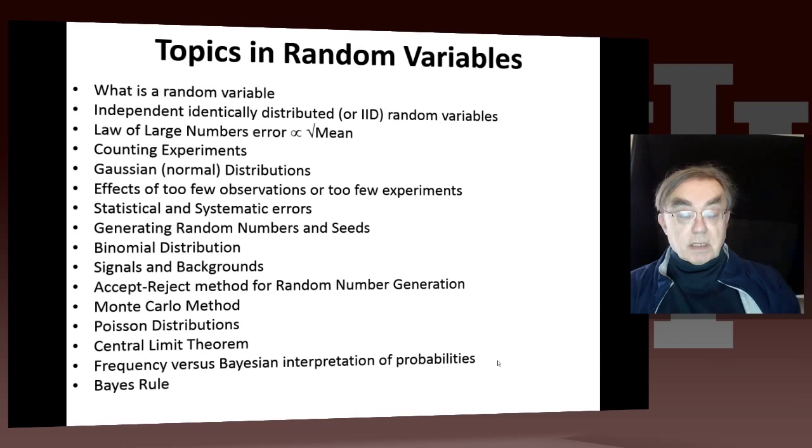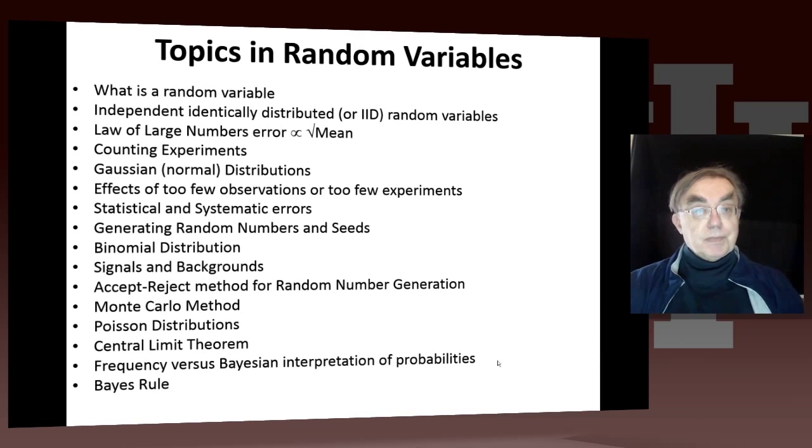And then we have a little diversion at the end of Unit 4 on frequentist versus Bayesian interpretation of probabilities. And also Bayes' rule, which is a very important rule for combining information. So all of these things are, to some extent, at least mentioned, if not deeply covered in these lectures.